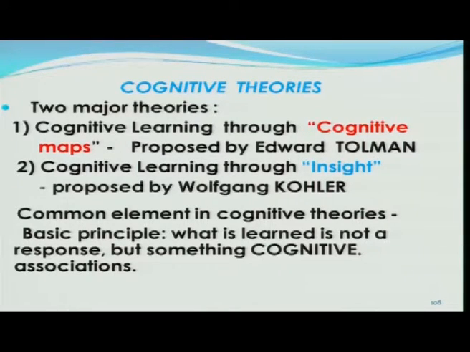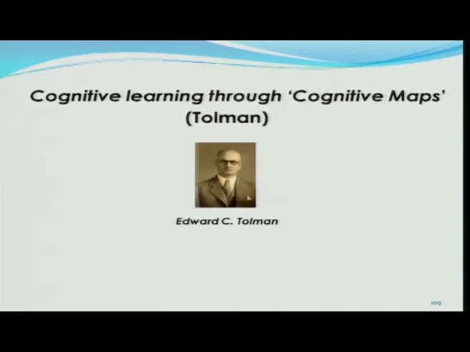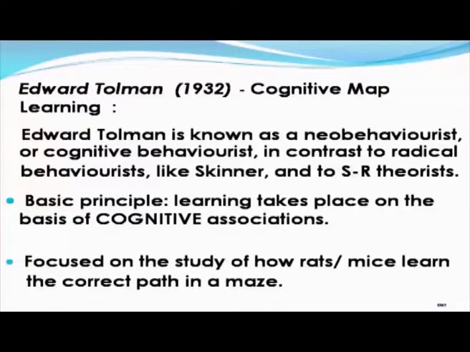The common element in cognitive theories of learning is the basic principle that what is learned is not a response, but something cognitive or cognitive associations. Let us take a look at the first of these theories, namely the theory of cognitive map learning or learning through cognitive maps proposed by Edward Tolman.